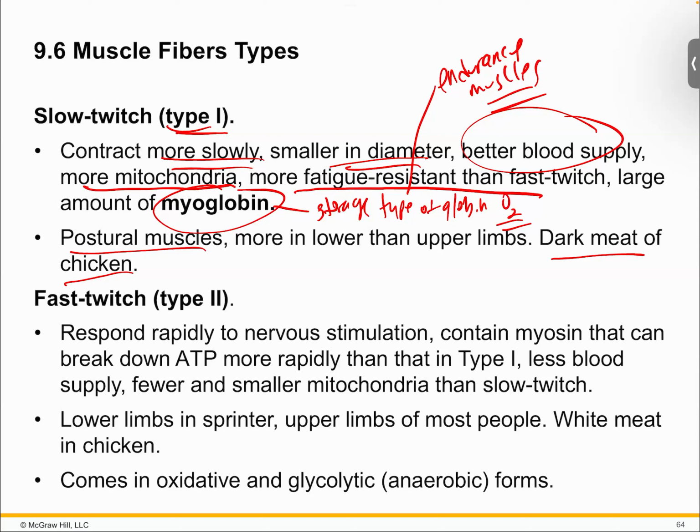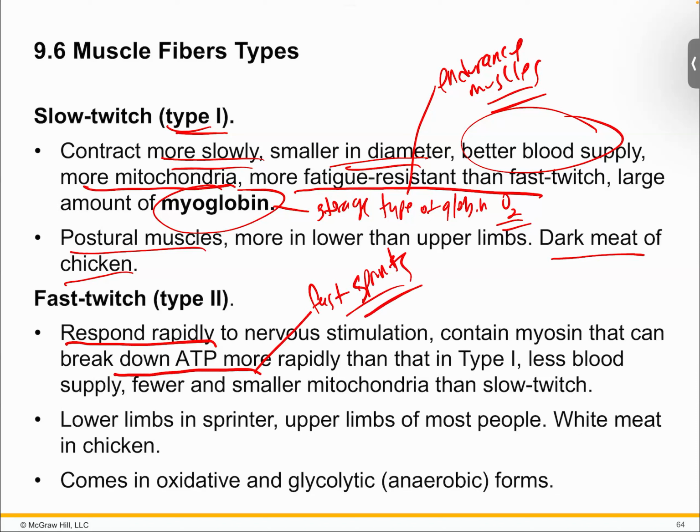What about fast twitch? They're just the opposite. So these are rapid responders, right? So basically, they have a kind of myosin that will actually break down ATP a lot faster than type 1. So these guys are geared for fast sprints. Right. So if the slow twitch was your endurance, this is your sprinters, right?